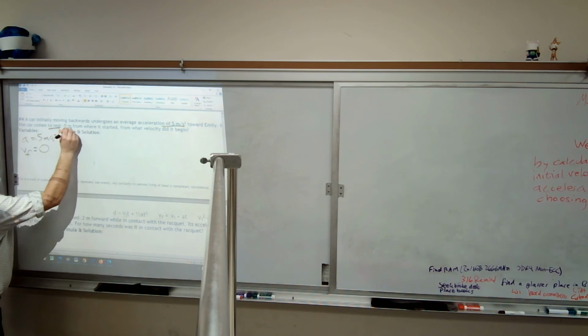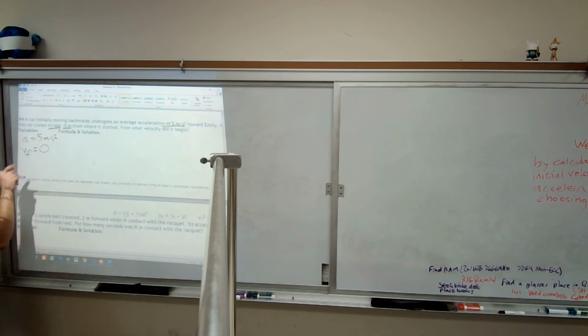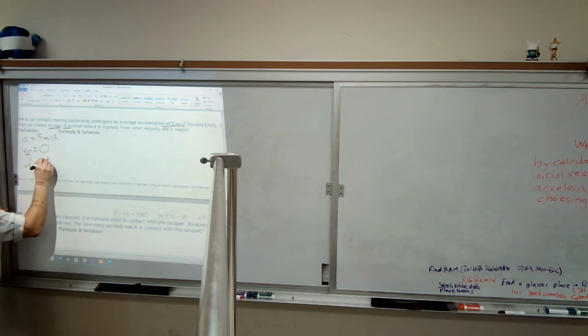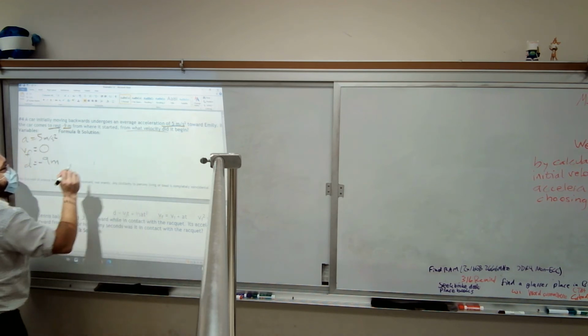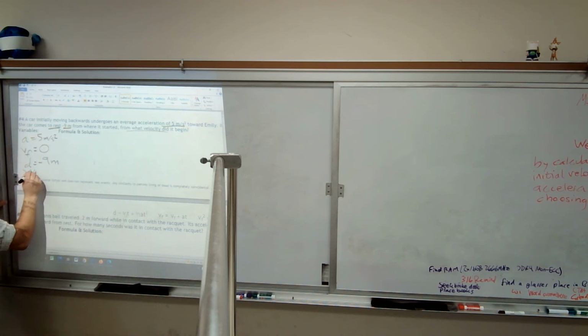And it says negative 9 meters. So that's because it's moving backwards. So it just means backwards 9 meters. Displacement is negative 9 meters. From what velocity did it begin? All right, so now it's asking for initial velocity. That'll be fine.